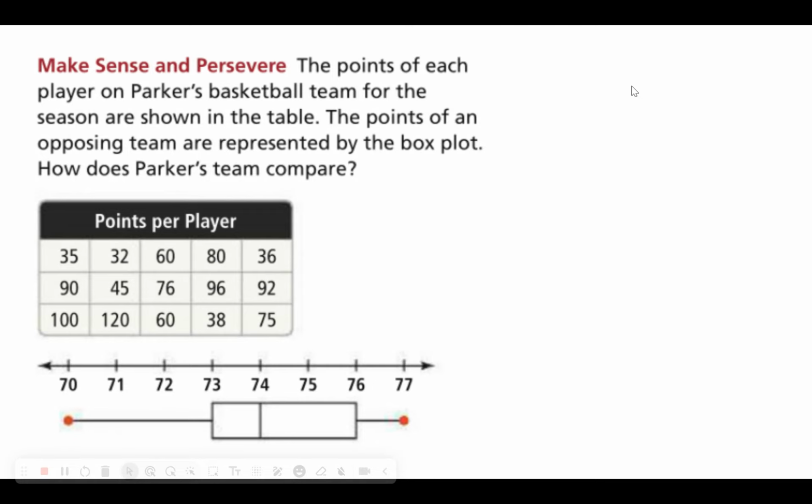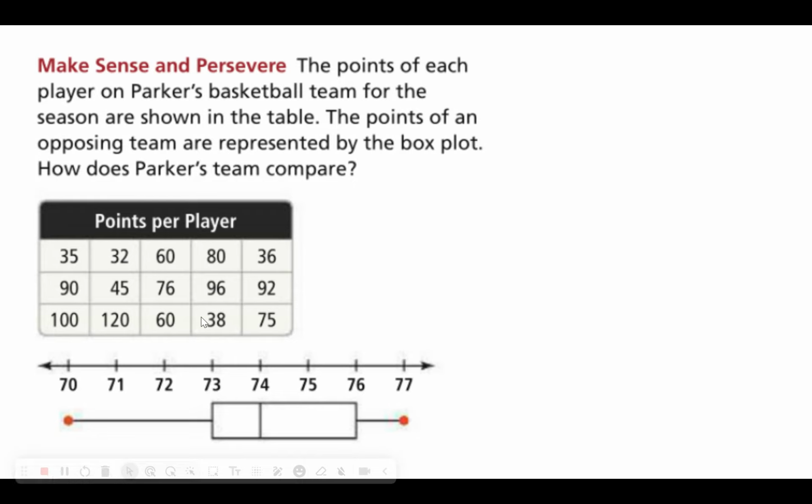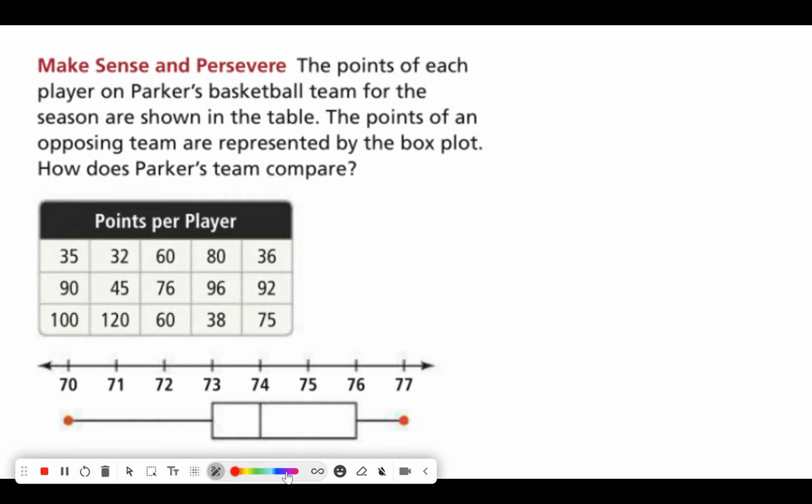All right, so our first question says, the points of each player on Parker's basketball team for the season are shown in the table. The points of an opposing team are represented by the box plot. How does Parker's team compare? So what we're going to do here is use the numbers in the table, Parker's team, to create the 5-number summary to then make a box plot if we wanted to, and we're going to compare the medians and the IQRs. Okay, that's what we're going to compare, because when you do a box plot, we compare the medians and the IQRs.